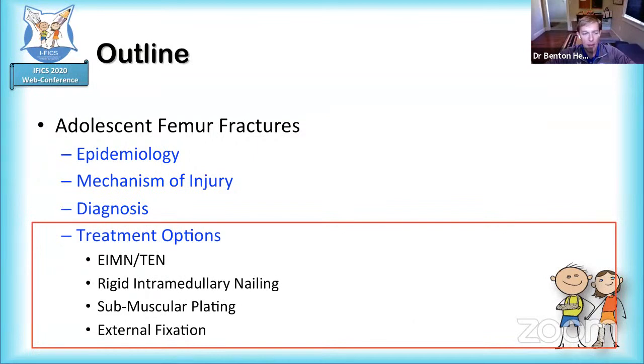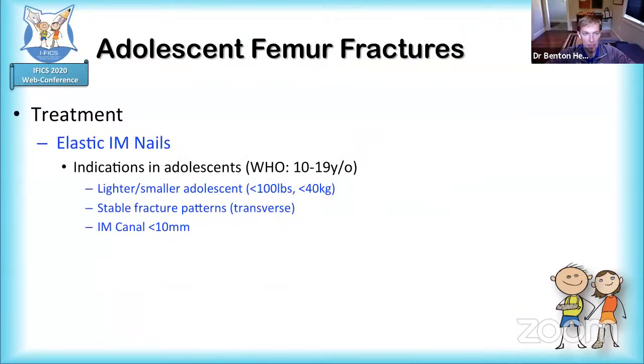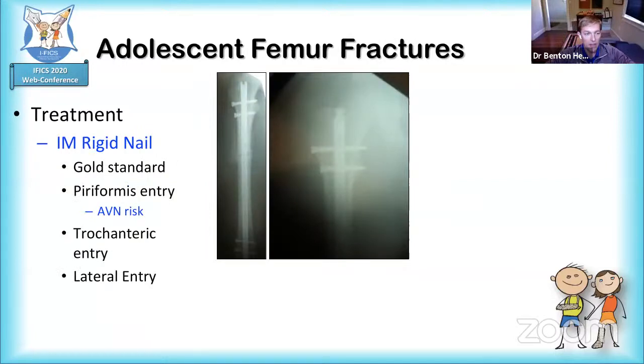In terms of our treatment options, we have multiple treatment options now. We would say, using our treatment guidelines, age-based, the rigid IM nails have become a bit of a gold standard, but we have multiple options. So our elastic nails in the younger adolescents who are lighter and have stable fracture patterns, as Uni explored quite a bit. Done right, elastic nails should be a very good option for a transverse or length-stable fracture in a younger adolescent or pre-adolescent. And then our rigid nails are sort of our gold standard.